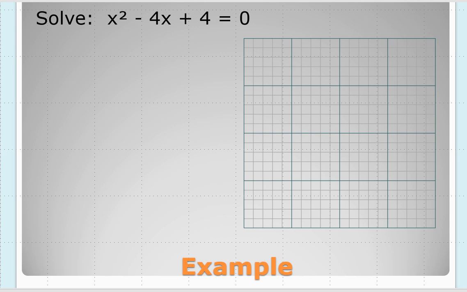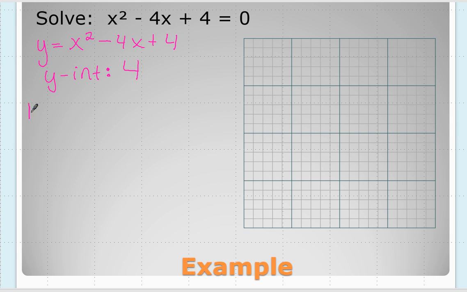Okay, let's try one. So we need to solve x squared minus 4x plus 4 equals 0. And we'll be solving this by graphing. So I'm going to write this in standard form. So y equals x squared minus 4x plus 4. From here, I know that my y-intercept is my c. So my 4.